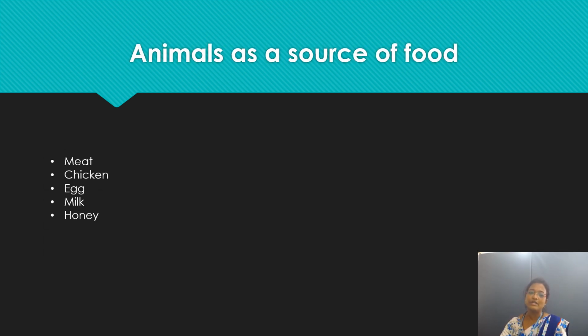Now animals. Here, animals as a source of food. What do we get from animals? We get meat, we get chicken, we get eggs, we get milk, and even we get honey. So these are all animal sources which we get from animals.